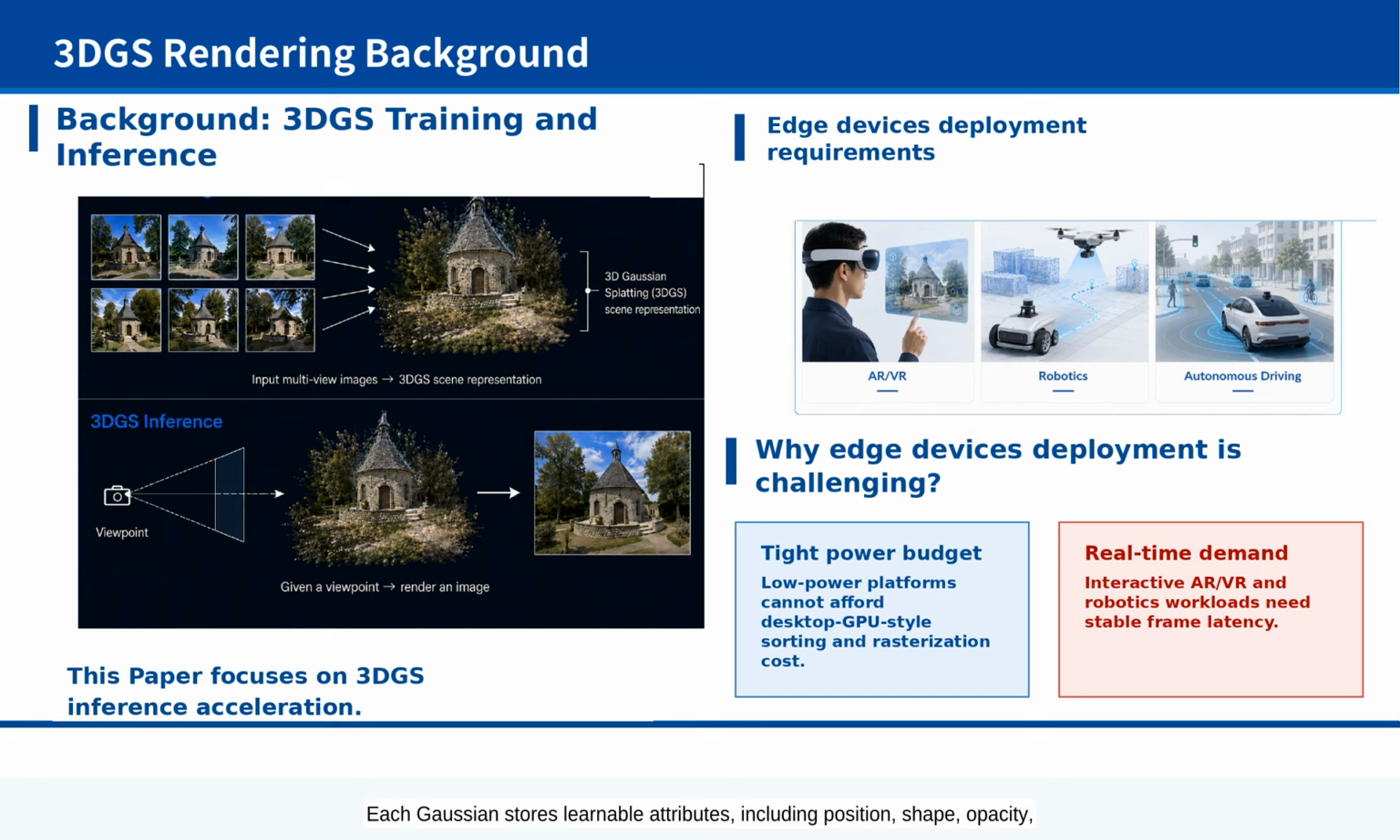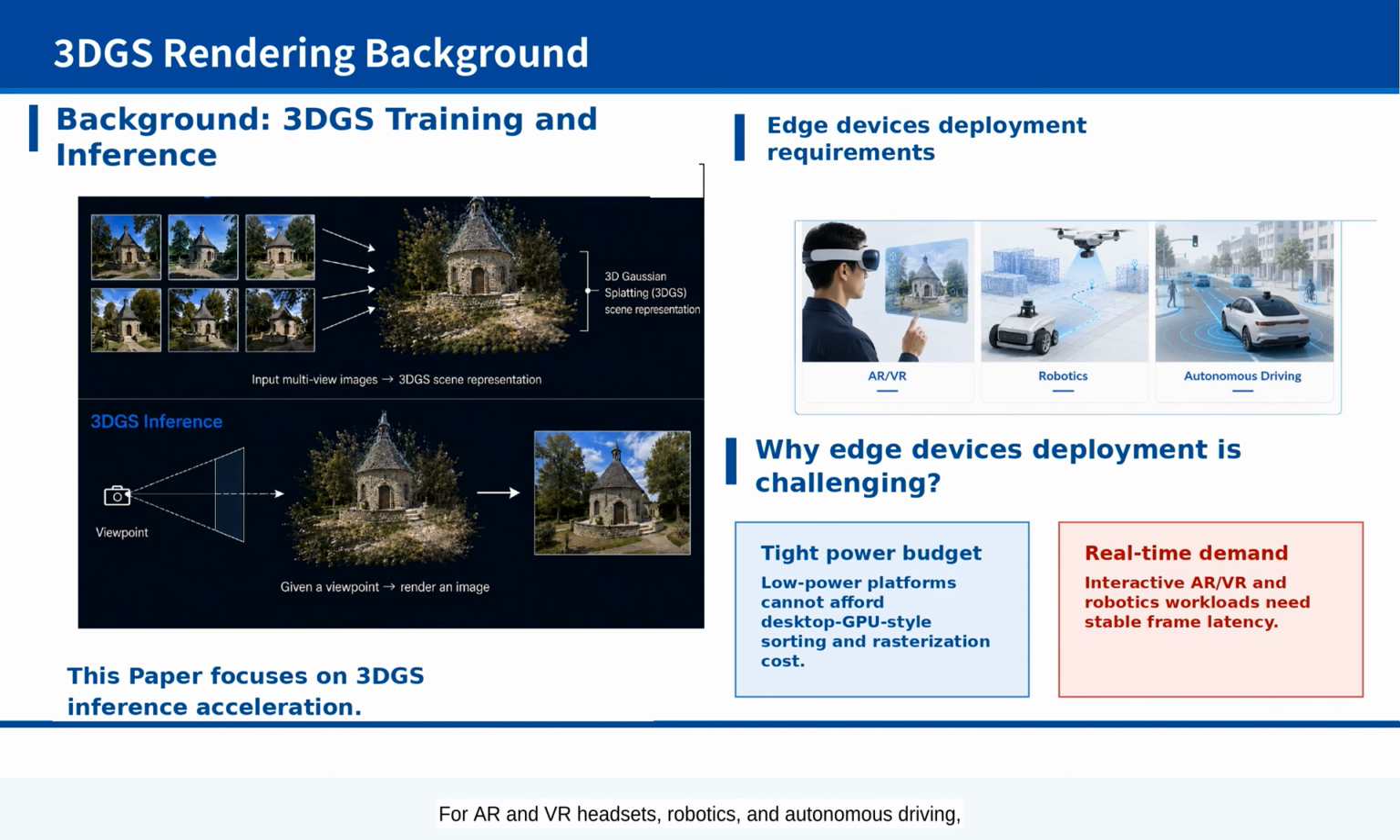Each Gaussian stores learnable attributes, including position, shape, opacity, and view-dependent color. Training optimizes these primitives from multi-view images. After training, inference repeatedly renders novel views from new camera poses, and this is the critical path for interactive applications.